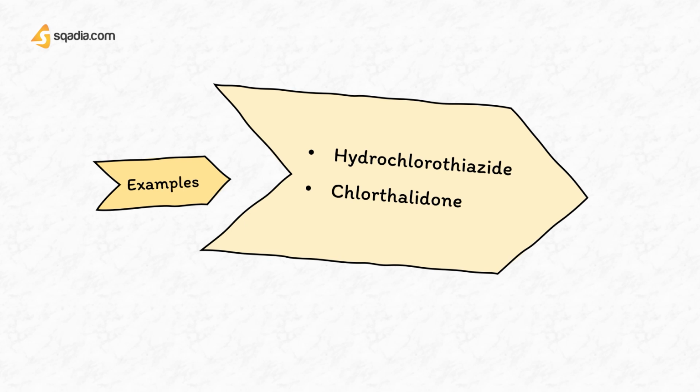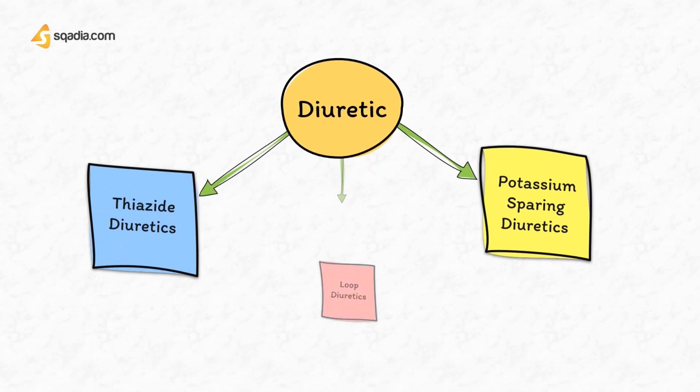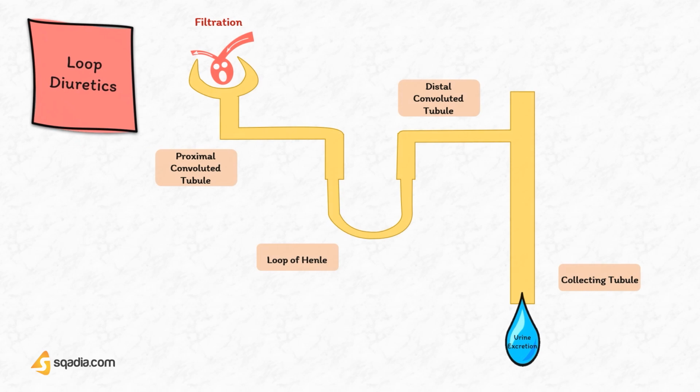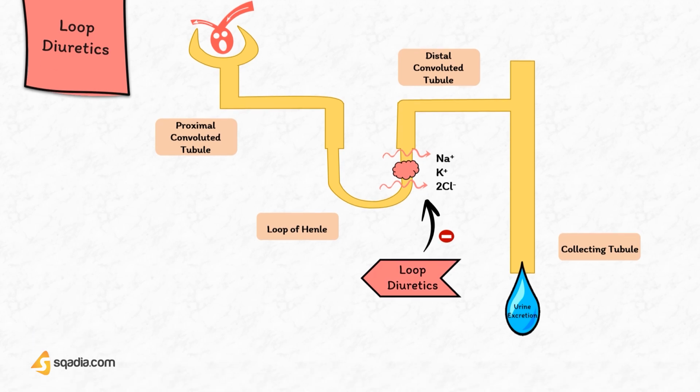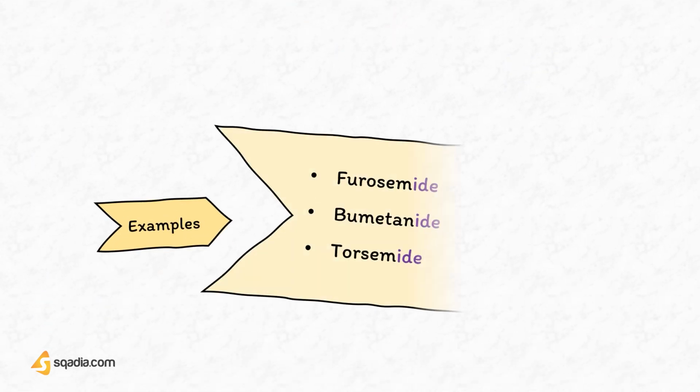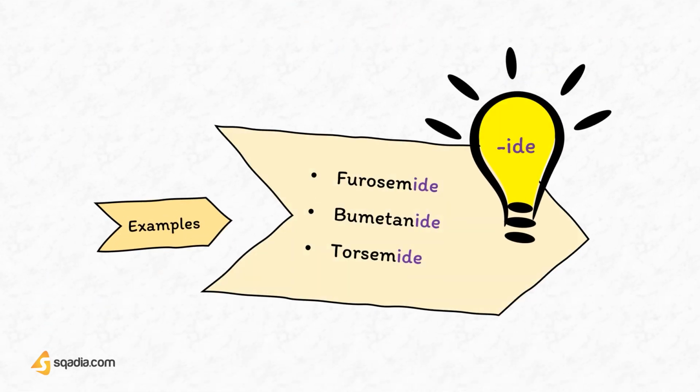If we discuss loop diuretics, they inhibit the co-transport of the sodium-potassium-chloride pump in the loop of Henle. It decreases renal vascular resistance and renal blood flow. Loop diuretics are the most effective drugs. These drugs have a very rapid onset and fairly short duration of action. Examples include furosemide, bumetanide, and torsemide.